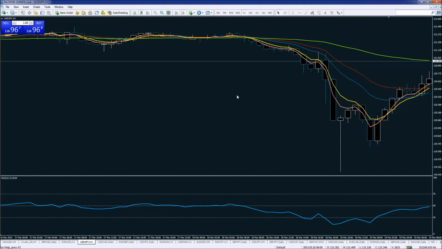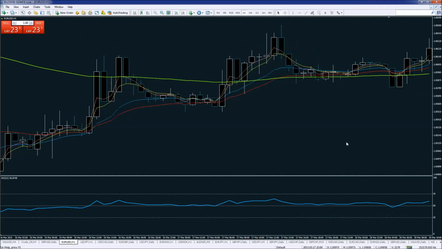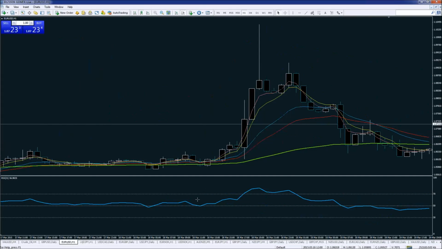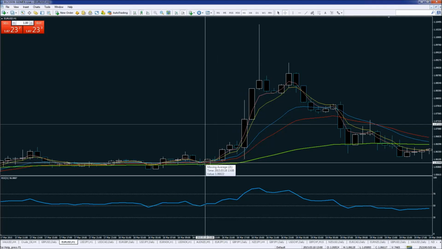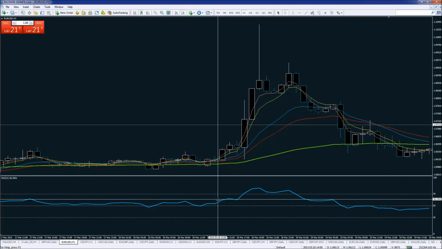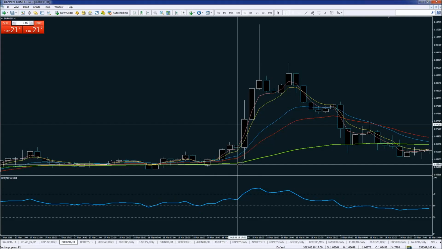Now let's take a look at some other pairs. Here we will be looking at the Euro USD. I already have it prepared. As you can see, pretty much the same step here for long positions. Everything happens in steps. The price is above the 50 level, above the 80.